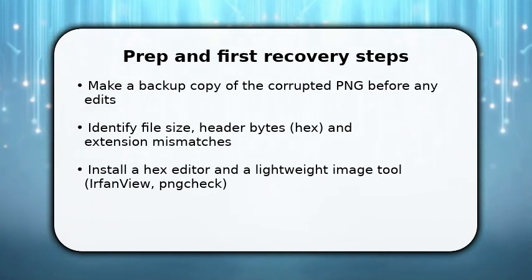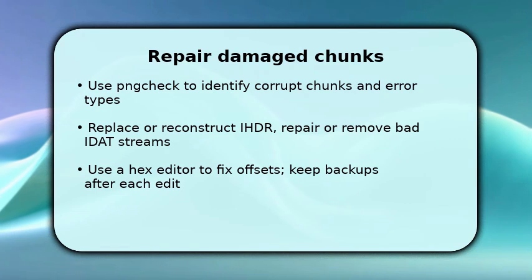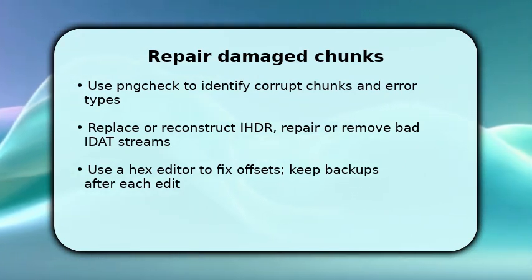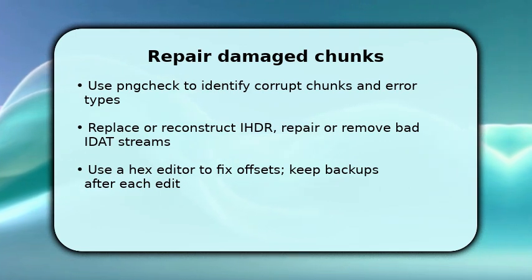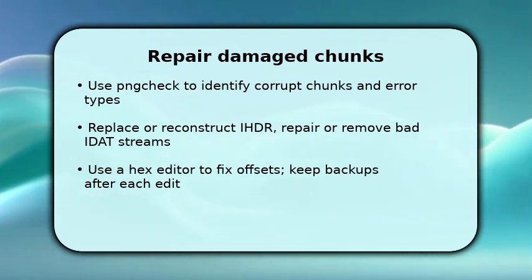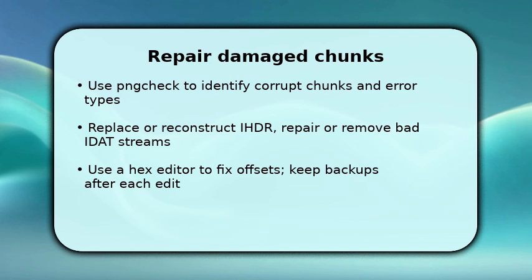Now you focus on the middle, damaged chunks. You'll often repair or replace the IHDR if malformed: copy IHDR from a matching PNG with the same dimensions, then adjust CRCs. If IDAT is corrupt, attempt recompression. Extract remaining IDAT blocks, run zlib repair tools, or remove bad blocks and stitch the good ones.